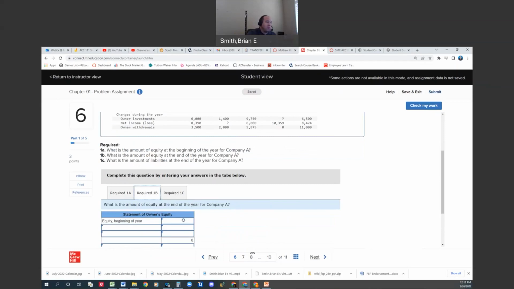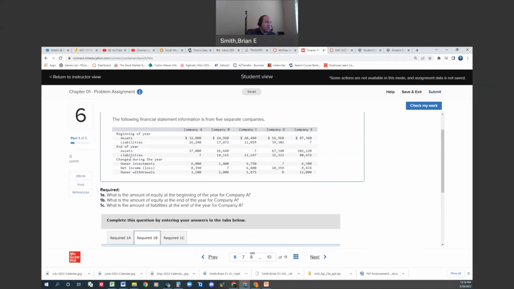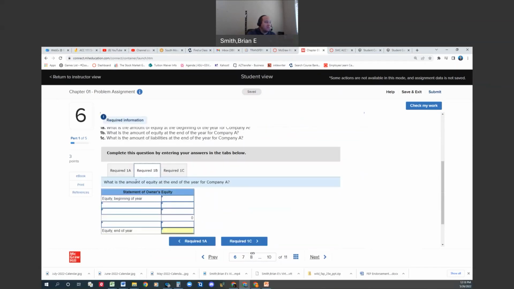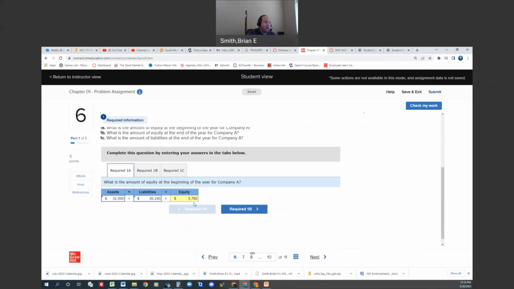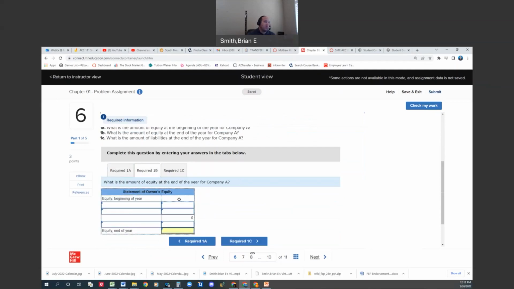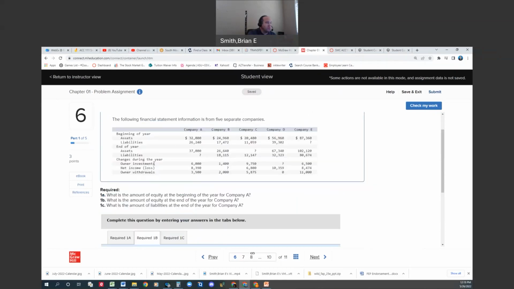So now we do our statement of owner's equity. Our statement of owner's equity information is listed here. Our net income, remember, is added to our owner's equity. So we know our beginning balance of our equity. We just calculated that, 5,760. So we put that 5,760 there. We're going to add owner contributions, and then we're going to add our net income. So let's go grab those numbers. Owner contributions during the year is 6,000.